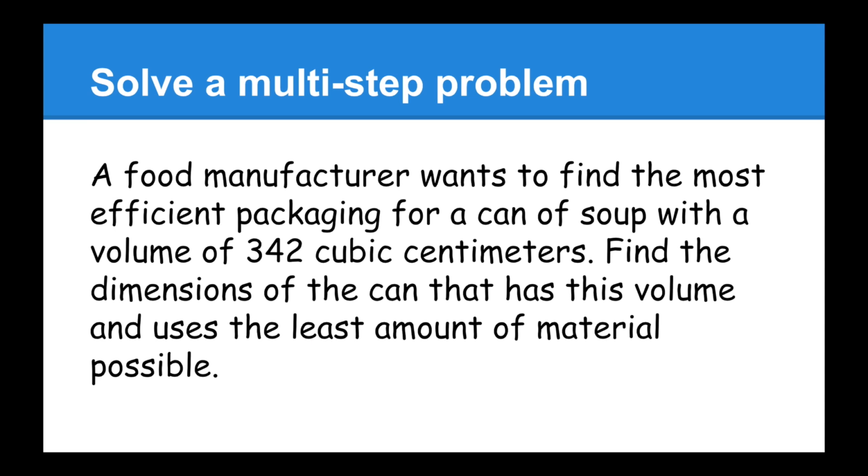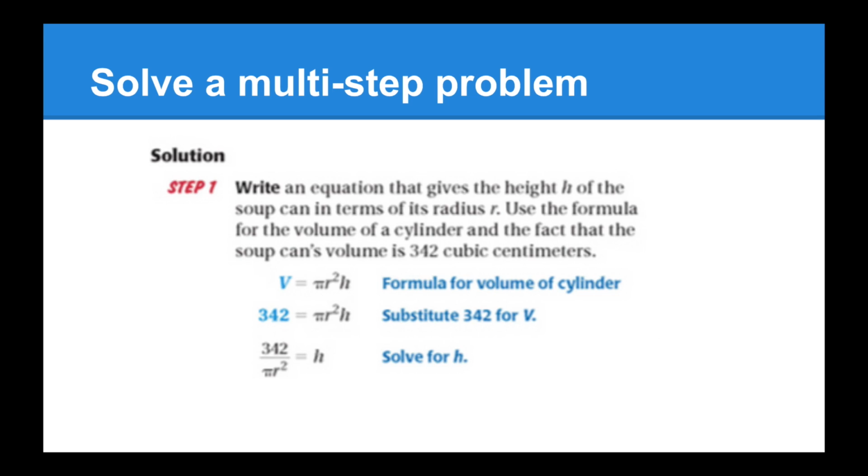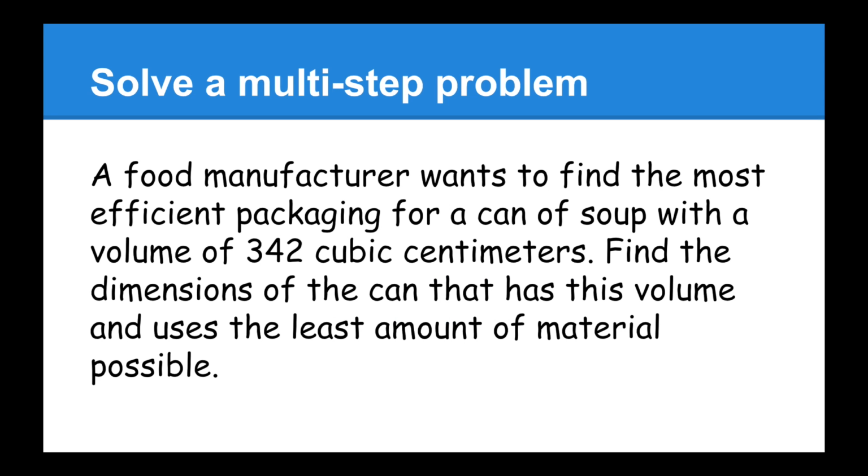So now we'll just solve a multi-step problem. A food manufacturer wants to find the most efficient packaging for a can of soup with a volume of 342 cubic centimeters. Find the dimensions of the can that has this volume and uses the least amount of material possible. So who can solve this problem for me?